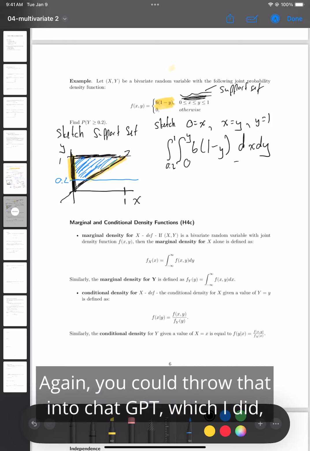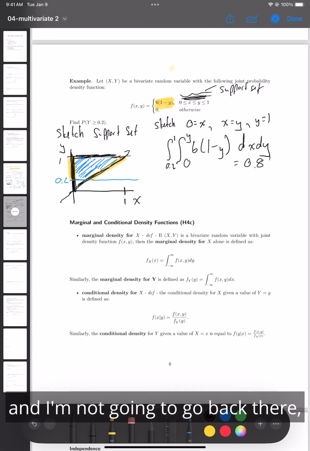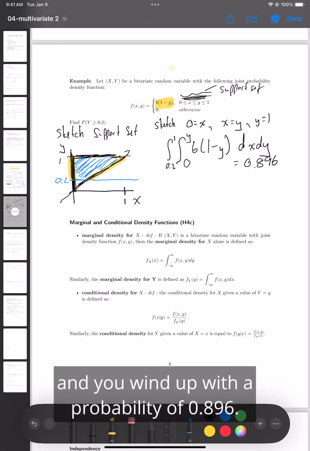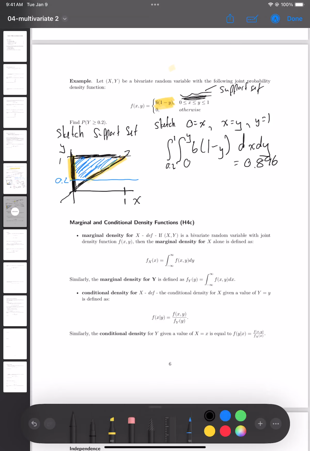Again, you could throw that into ChatGPT, which I did, and I'm not going to go back there, but it's a similar prompt to what was given before. And you wind up with a probability of 0.896.